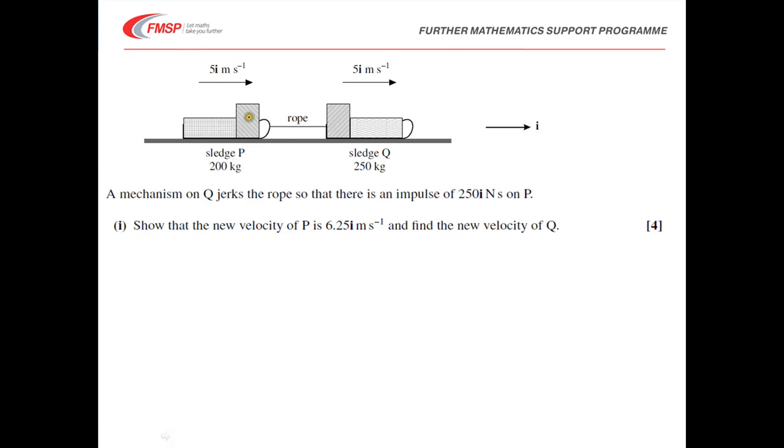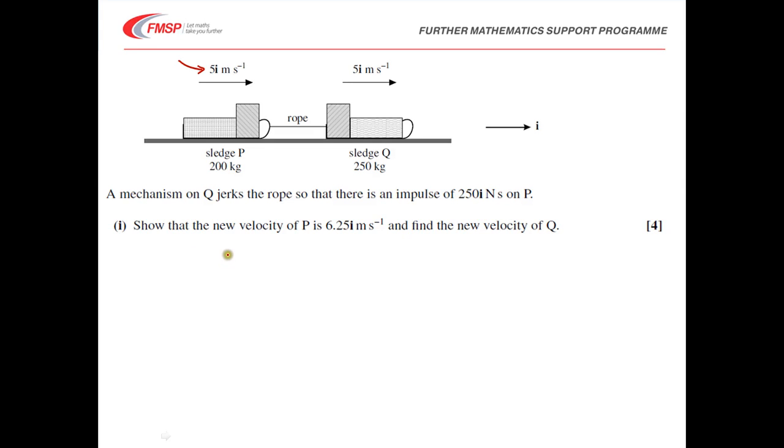Okay, so we have these two sledges. They're connected by a horizontal rope through the middle. One has mass 200 kilograms, the other has mass 250 kilograms, and in the initial situation they're both moving forwards with a velocity of 5i meters per second. And notice that the velocity here is given in vector format. So a mechanism on Q jerks the rope so that there's an impulse of 250i newton seconds on P.